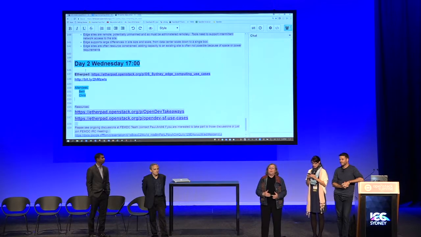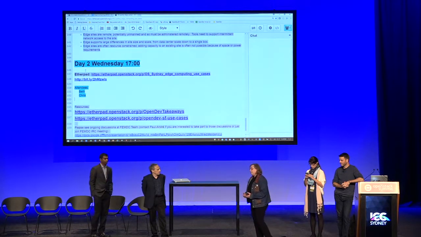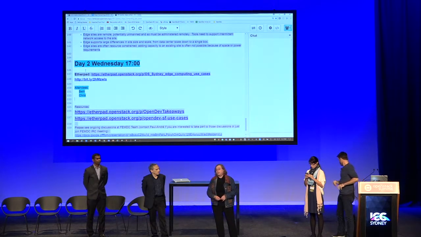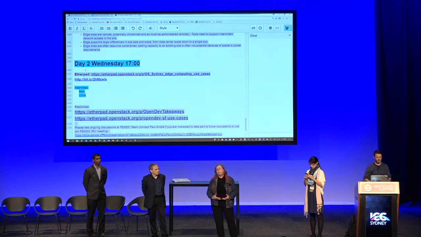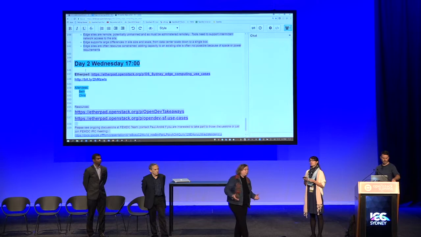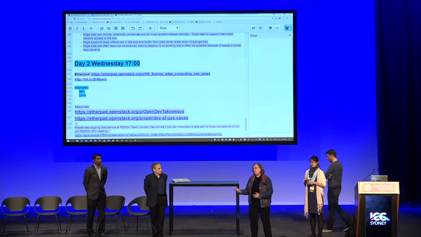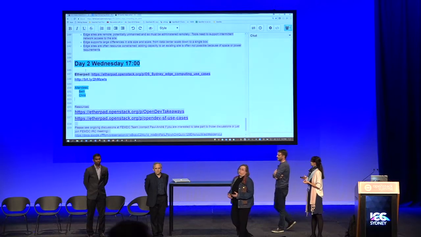So what we're going to be talking about is, yesterday we had a fantastic session to talk about edge computing in the forum, in the fishbowl upstairs. And clearly there's a lot to talk about because it was standing room only, and we really just started to scratch the surface. So we decided to extend that to today and continue the conversation.